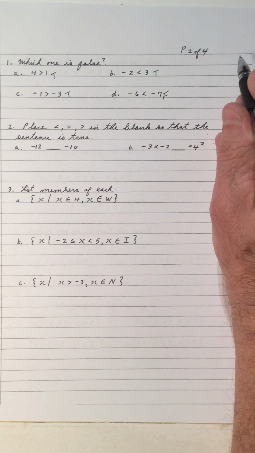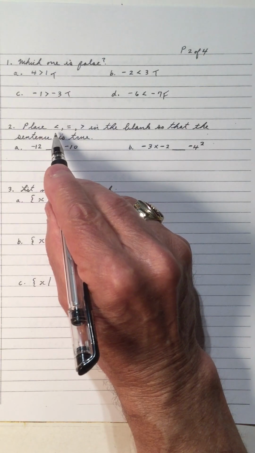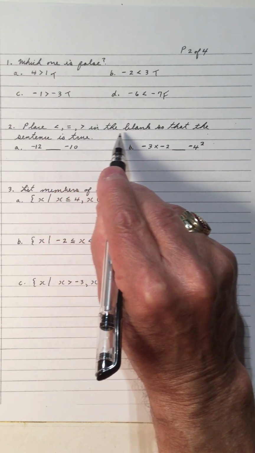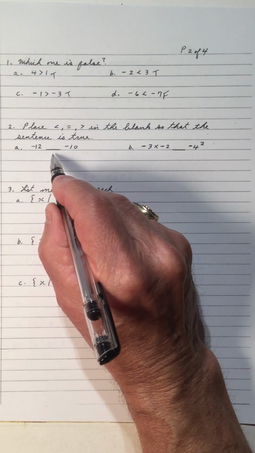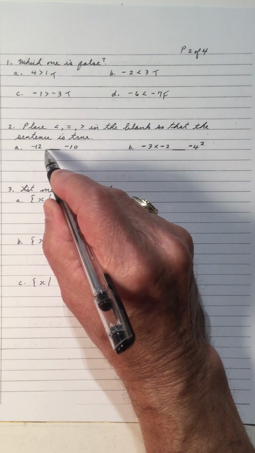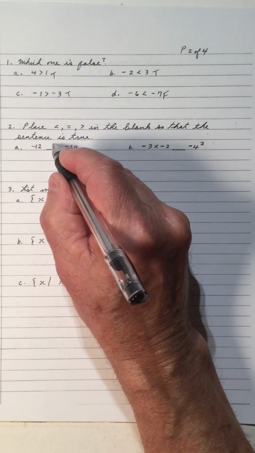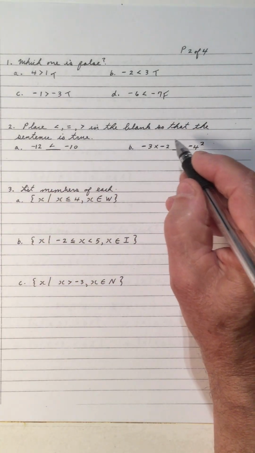D is the answer. Number 2, place less than, equal to, or greater than in the blank so that the statement is true. Negative 12 is blank to negative 10. Negative 12 is on the left, so it's less than.